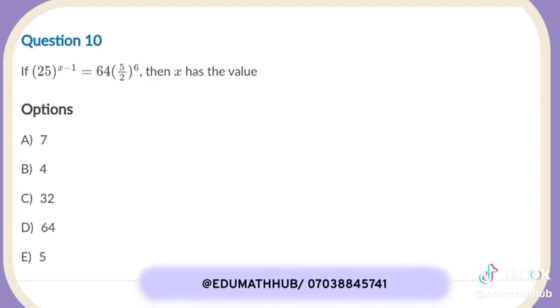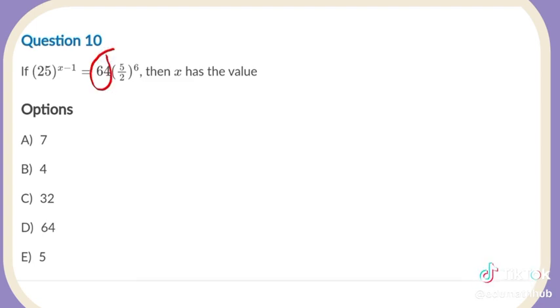The first thing you quickly note as a mathematician is that this 64 that is here is the same thing as 2 raised to the power 6. 2 raised to the power 5 will give you 32, while 2 raised to the power 6 will give you 64.